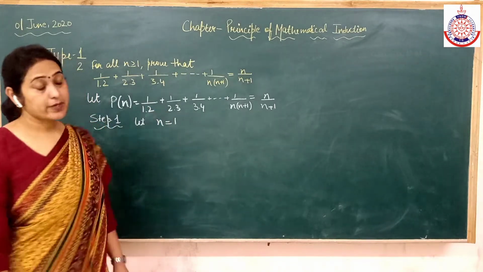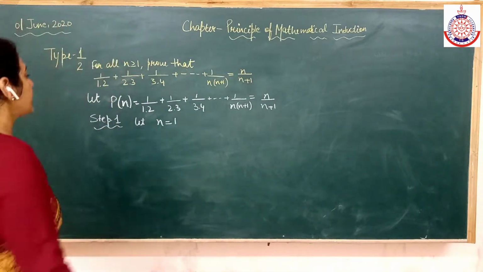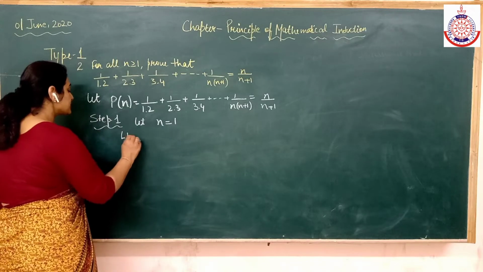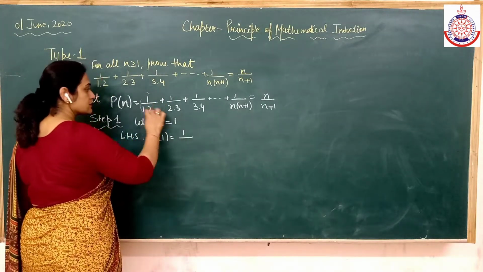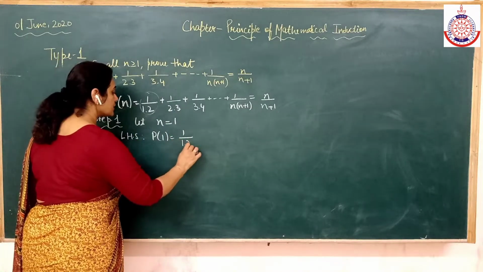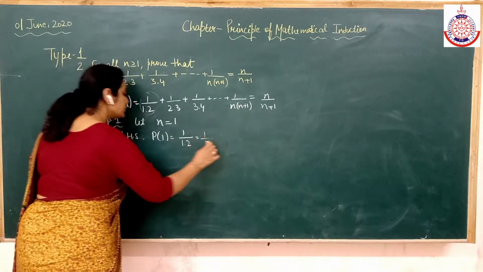Let n equal 1. Let's prove the result true for n equals 1. So what's my left hand side? P1. What is P1? The first term. This is P1, so that is 1 by 2.